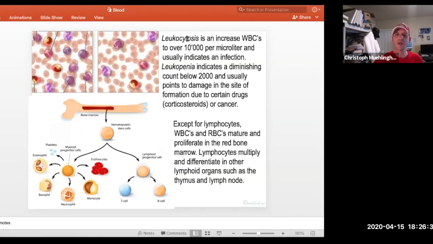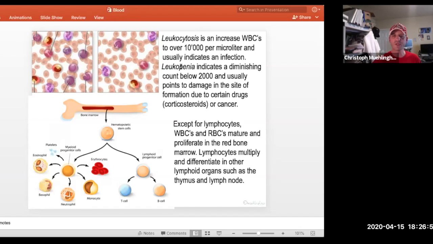Leukocytosis, and osis is a pathology. It means too much, so there are too many white blood cells. And the word penia indicates something less than. Like leukopenia is fewer white blood cells, so it's not enough of them.